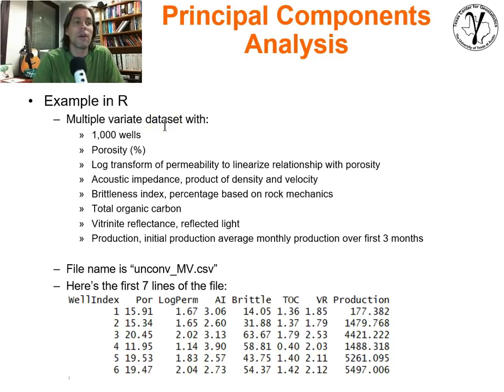I provide a multivariate data set with 1,000 wells, 1,000 data points, n equals 1,000: porosity, log transform permeability, acoustic impedance, brittleness, TOC, vitrinite reflectance, and production. The file name is unconventional. MV for multivariate. It's a comma delimited file that can be loaded directly into a pandas data frame in either R or Python, excuse me. Here's the first 7 lines from the head command, and you can see in fact what the data file looks like.